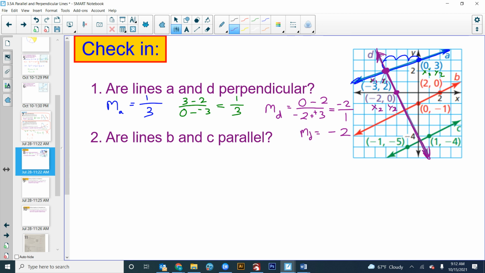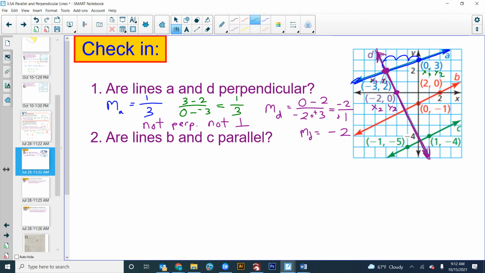But if you're comparing it for opposite reciprocals, it is nice to have it as a fraction first, right? So let's compare it with this form right here. Are -2 over 1 and 1 over 3 opposite reciprocals? No. So A and D are not perpendicular. We can use that symbol also that we learned earlier in the chapter, not perpendicular.